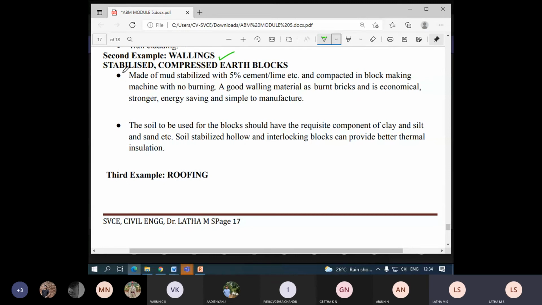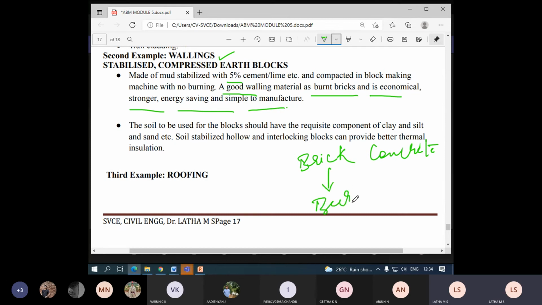As we studied also, stabilized soil blocks, which can be made up of 5% cement, are good walling materials as alternatives to burnt brick, and are economical, strong and energy saving. Why is it energy saving, students? As you find in a brick or a concrete, brick has to be burnt. Concrete uses a lot of cement, right?